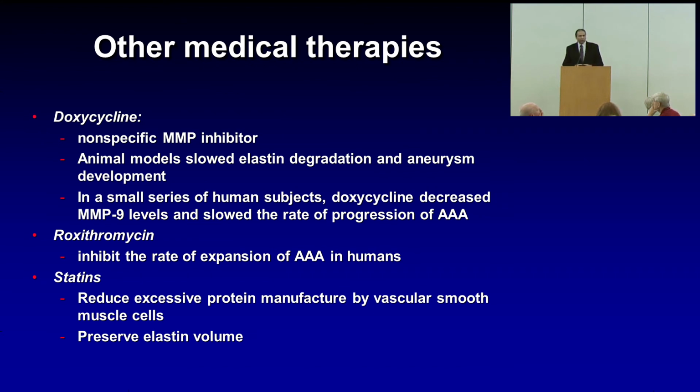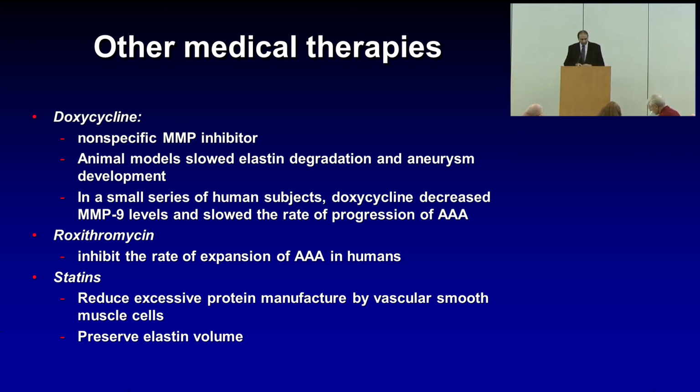These are the other medical therapies we talked about. Doxycycline is a non-specific matrix metalloproteinase inhibitor. Animal models have shown slowing of elastin degradation in mouse models, and it has been used in a small series of human patients with abdominal aneurysms, where it slowed the rate of progression. There's another antibiotic called roxithromycin, an analog of azithromycin or erythromycin, that has also shown, in a very small trial, limiting of the rate of abdominal aortic aneurysm growth in humans.